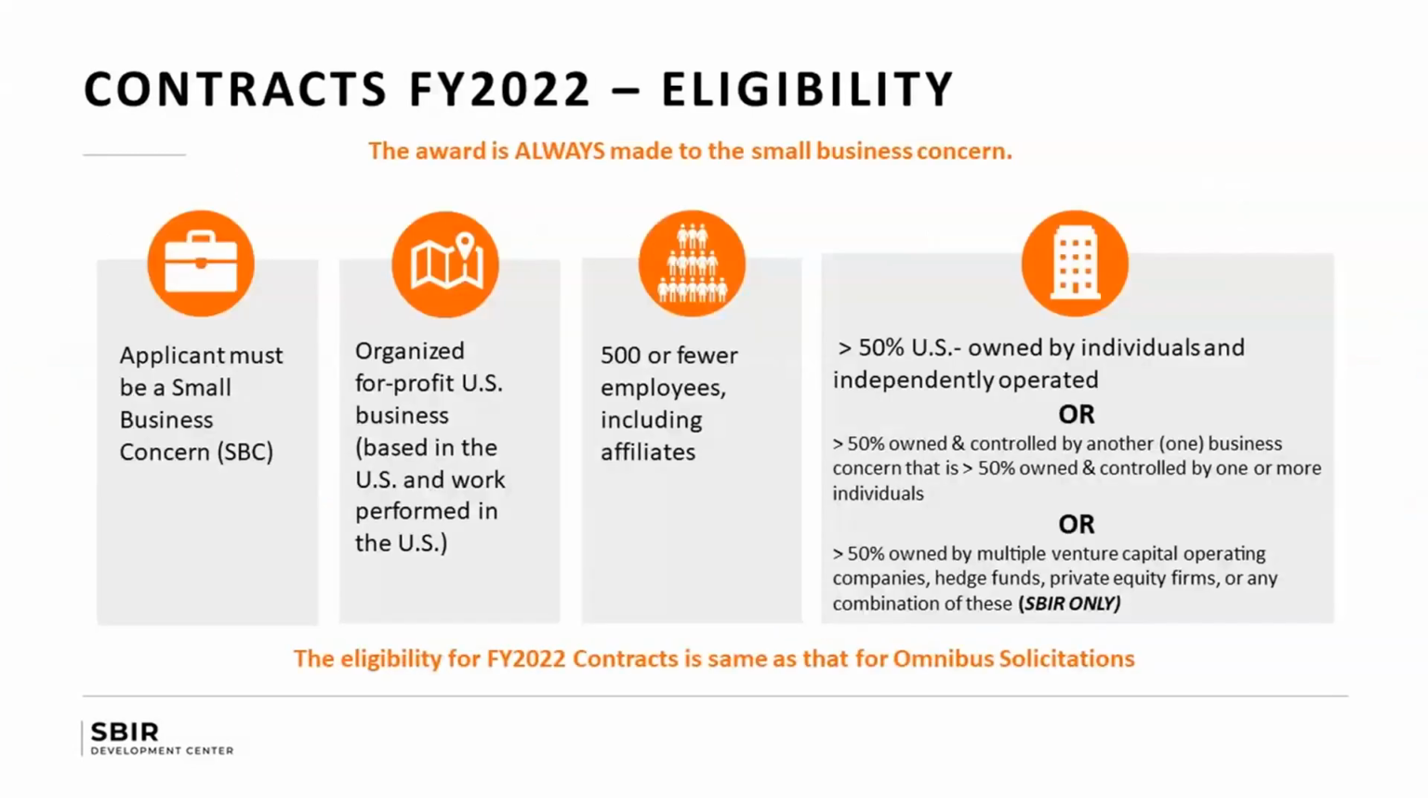So eligibility for the contracts is the same as the eligibility for the omnibus solicitation, which means that the award is always made to a small business concern. The small business concern is basically an organized for-profit US business with 500 or fewer employees and 50% or more owned by US individuals or entities.